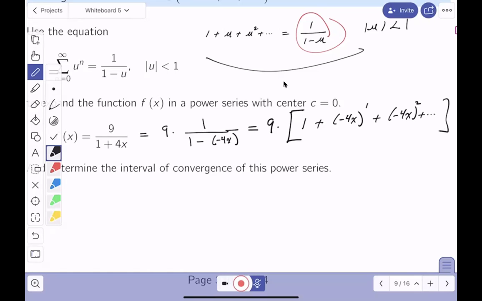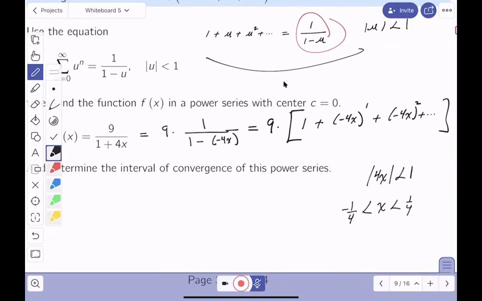All right. Now what do I know about that? I know the absolute value of that minus 4x thing, I'll write this over here, which would be 4x, is less than 1. Now, what does that mean to me? Well, the x would have to be between 1/4 and minus 1/4 for that to be true.